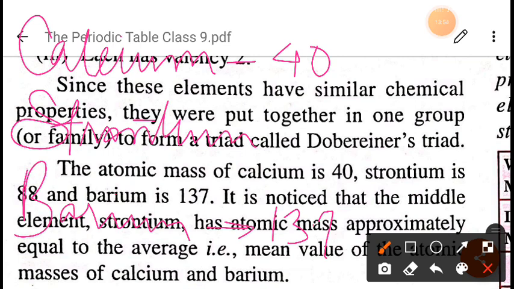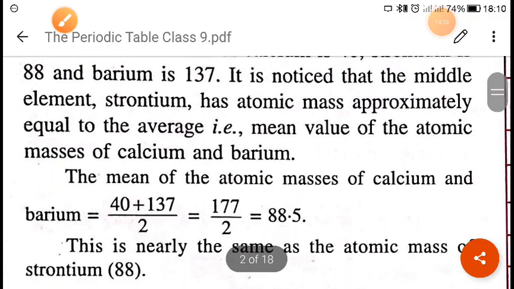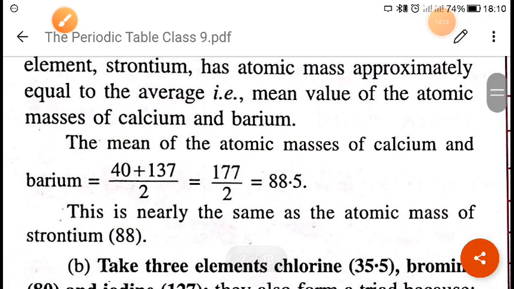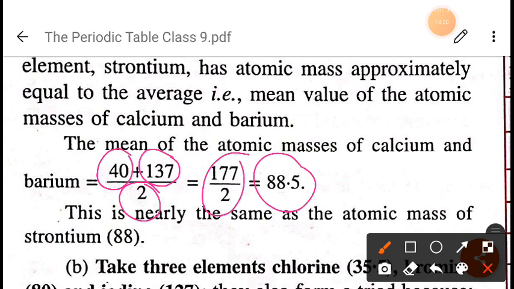So how did he find out the mass of the element strontium? He added these two. When you add these two, what do we get? 40 plus 137 is 177, right? And it is divided by 2. So 177 divided by 2 is 88.5. This is nearly the same as the atomic mass of strontium, which is 88, right?